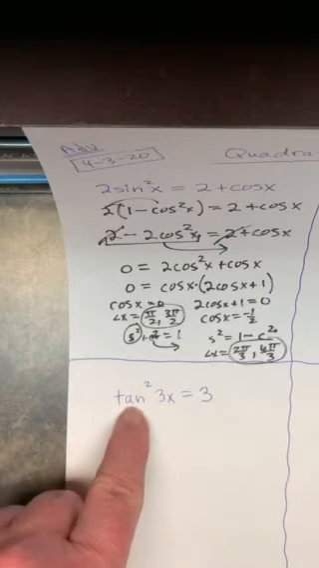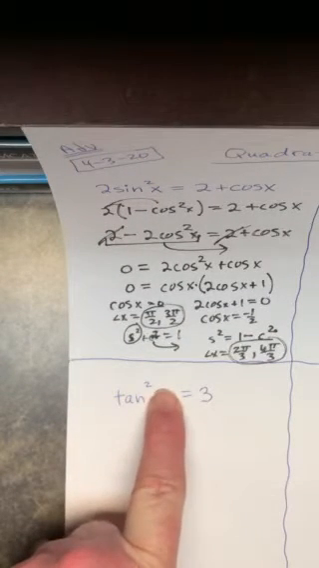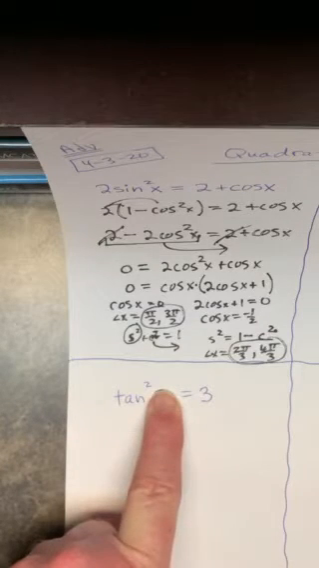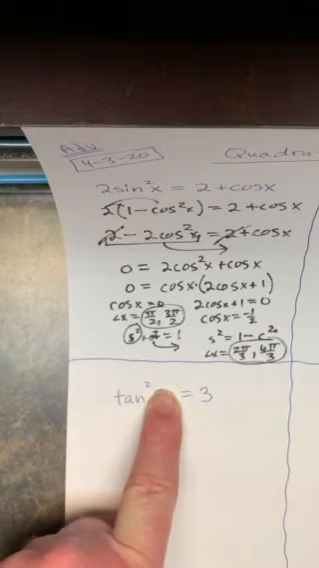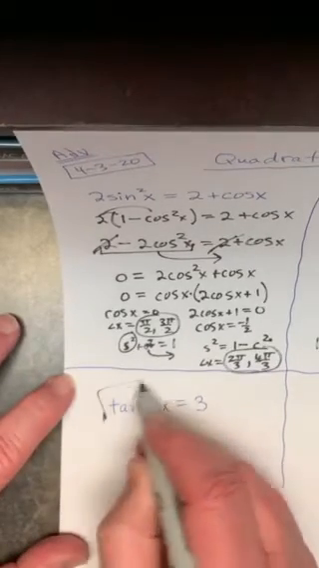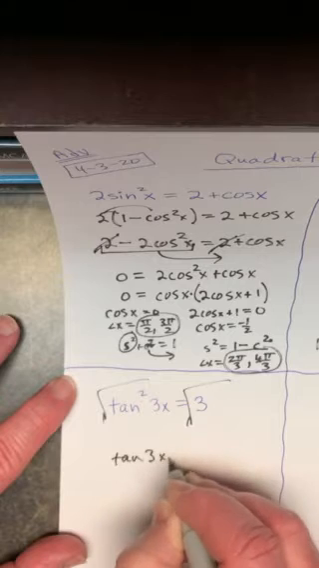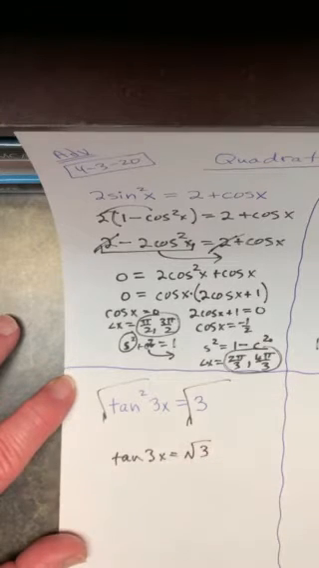The good news is we've already got tan squared by itself. And you guys know that the opposite of squaring is what? Square rooting. So my initial thought is let's just square root both sides. I get the tan of 3x equals radical 3.